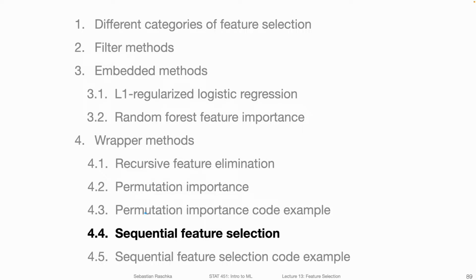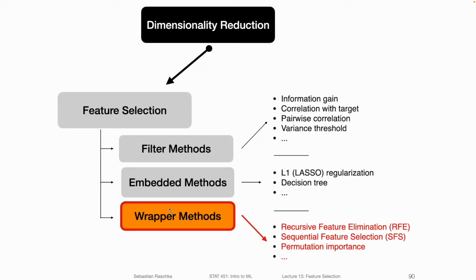So in the previous videos, I introduced you to my favorite feature importance technique, namely permutation importance. Now in this video, I want to introduce you to my favorite feature selection technique, namely sequential feature selection. And sequential feature selection is also part of the wrapper methods that we started discussing in the previous videos.